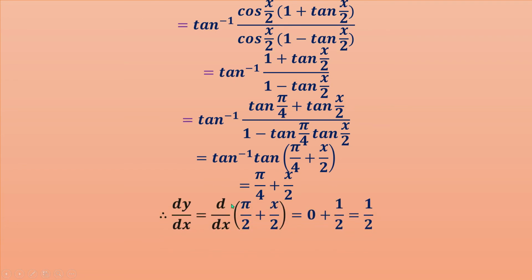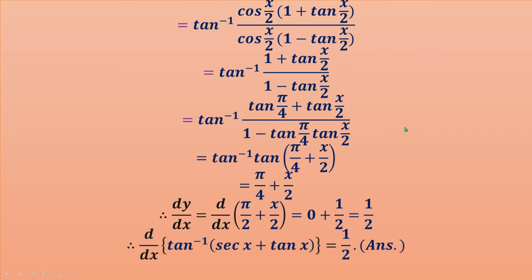Therefore the derivative of this with respect to x is equal to the derivative of this with respect to x, as this is constant, so here it will be 0, and the derivative of x means 1 and here 2, so we can write 1 by 2. So this is the required answer. Clear?